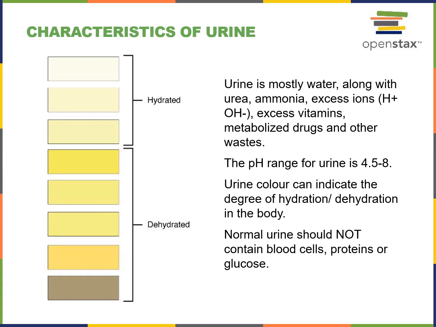So what are the characteristics of urine? Urine is mostly water along with urea, so the nitrogenous waste, any excess ions, hydrogen, bicarbonate, potassium, excess vitamins, any drugs that were metabolized, and any other waste product that can go out. The pH range varies because that partially depends on diet. Color can indicate the degree of hydration.